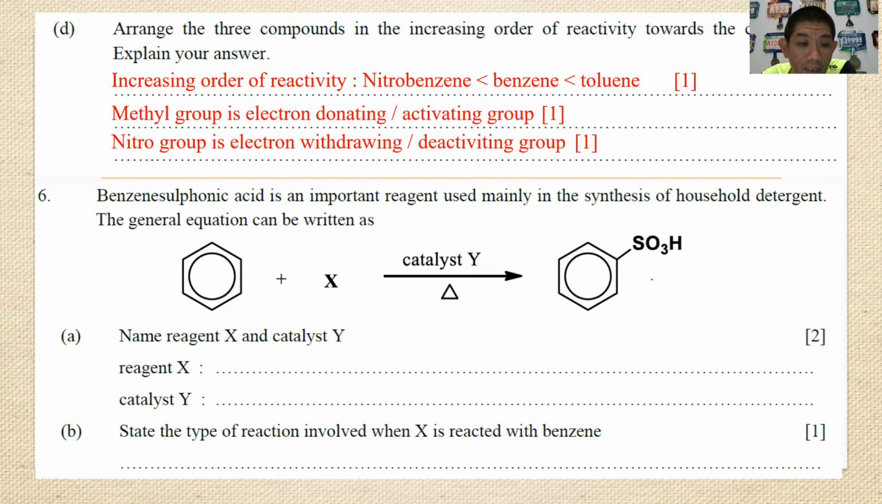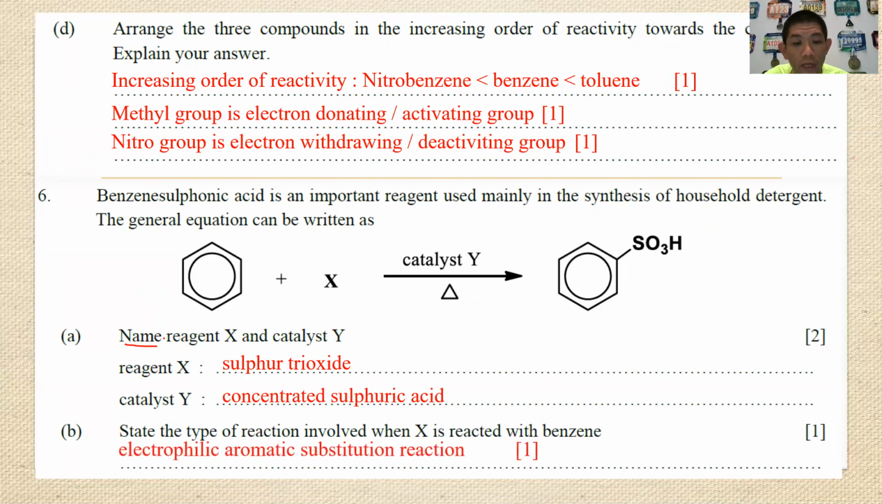So reagent X here is sulfur trioxide, SO3. And because the question already said the keyword, which is name, you must name the reagent. You cannot write the formula, so please be careful with that. And the catalyst Y is concentrated sulfuric acid, which also must be written in name. Okay, B: state the type of reaction when X reacts with benzene. It is a type of electrophilic aromatic substitution reaction.